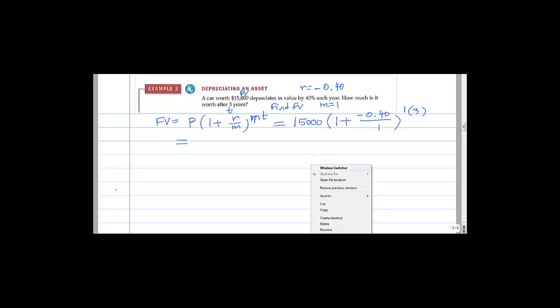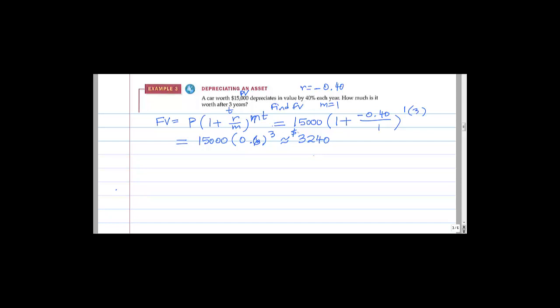So that is 1 minus 0.4, which is 0.6 raised to the 3. And then once you plug that into your calculator, you should get roughly 3,240. So in 3 years, this car will be worth $3,240, even though today it's worth $15,000, right? So that's what happens with cars. They start depreciating the moment you drive them off the lot.